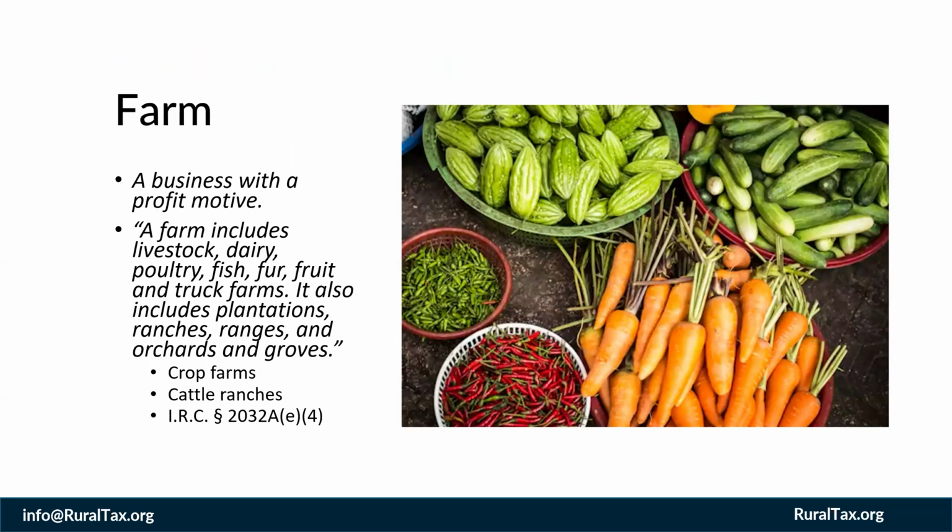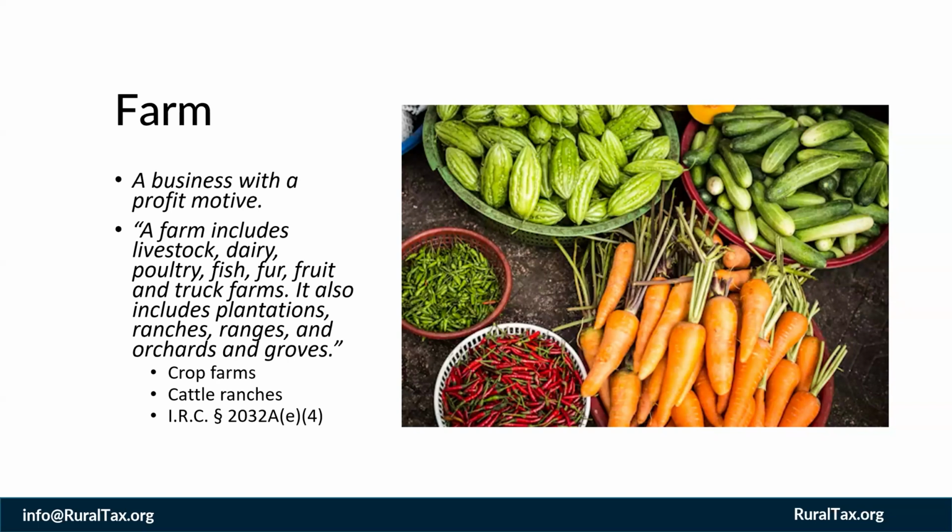Broadly, we want to think about the farm, and we see there's a citation there at the lower left on this particular slide. And this is one of those definitions specifically to Code Section 2032A, which is for special use valuation in the case of an estate. But it does provide us some insight to the thinking not only of Congress, but also of Treasury and the IRS as to what they look at as to what a farm is. Firstly, a farm is a business, and it does come with a profit motive. So they are trying to make a living and engaging in that business of producing either livestock, dairy, poultry, fish, fur, fruit, and truck farms. And as you can also see there, it includes plantations, and we could think about timber plantations, ranches, ranges, orchards, and groves. So it's very broad in this definition of what a farm is.